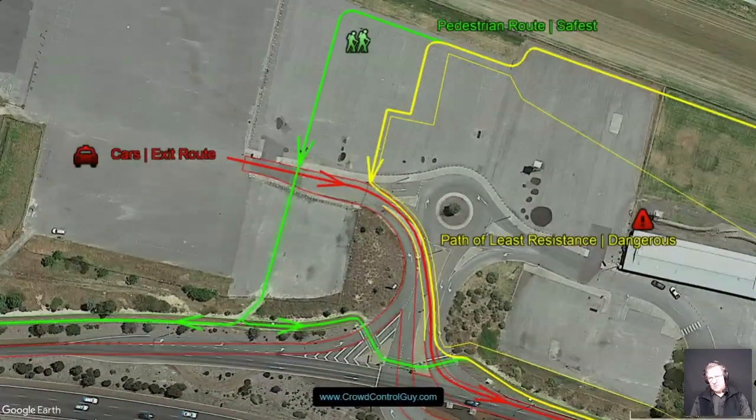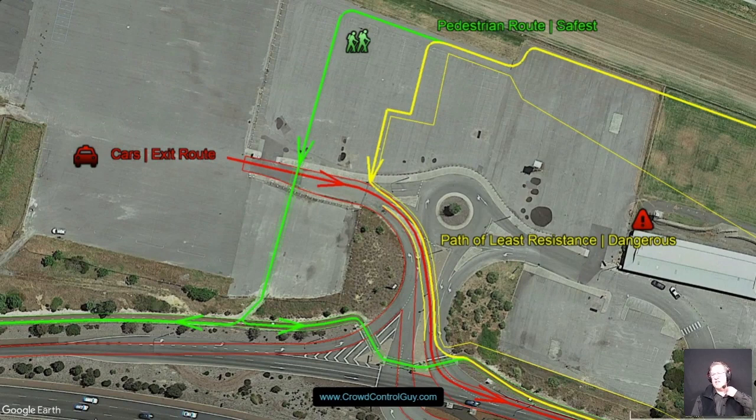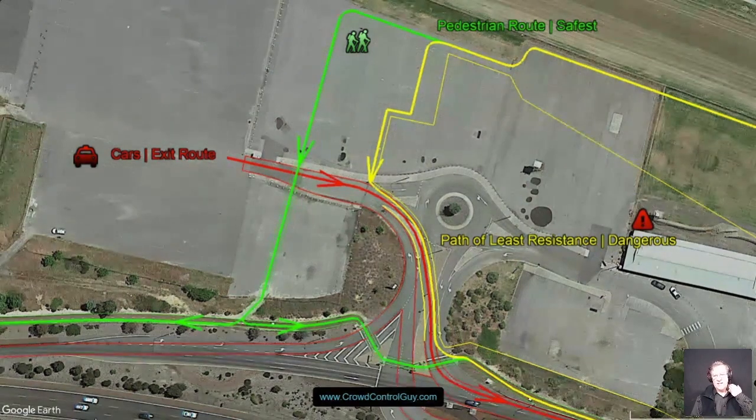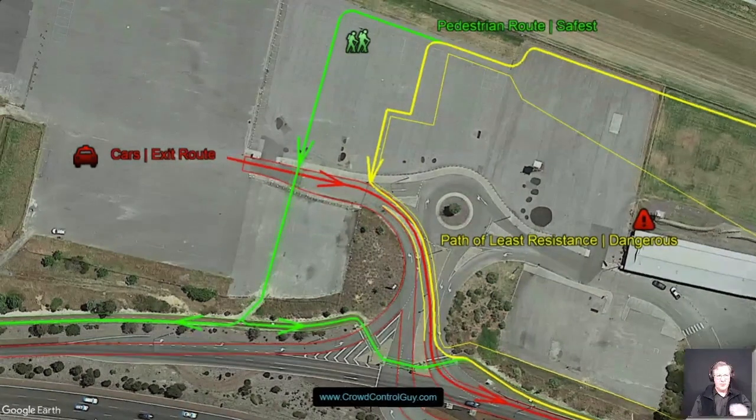But there was a construction in place. So the cars go down the red route and people are going to take the yellow line because that's the path of least resistance. There is no footpath. It is the most dangerous. There is a solution to this. It's a case study. I'll happily work with the lecturers and run it in your event management classes, to show people that it's this simple.